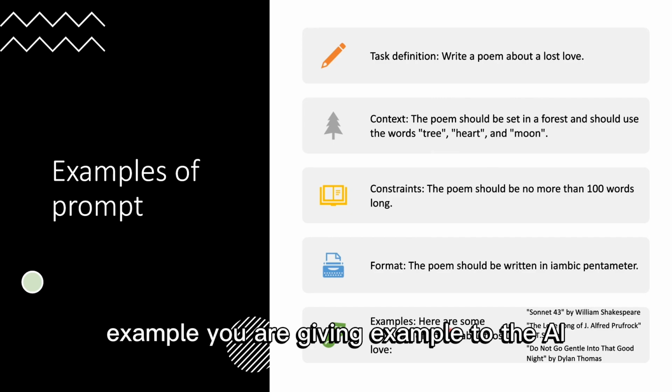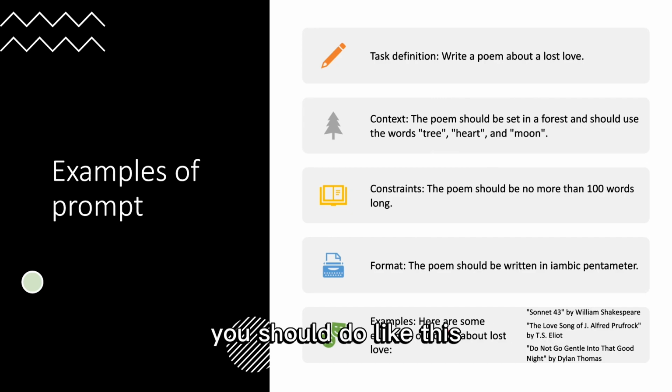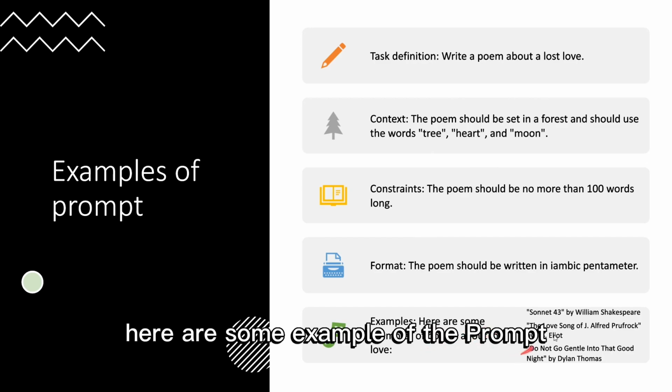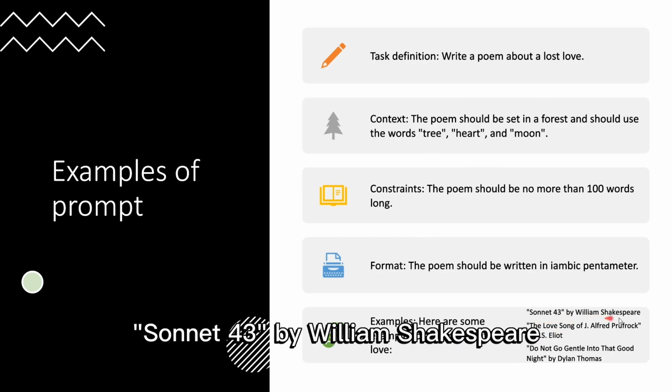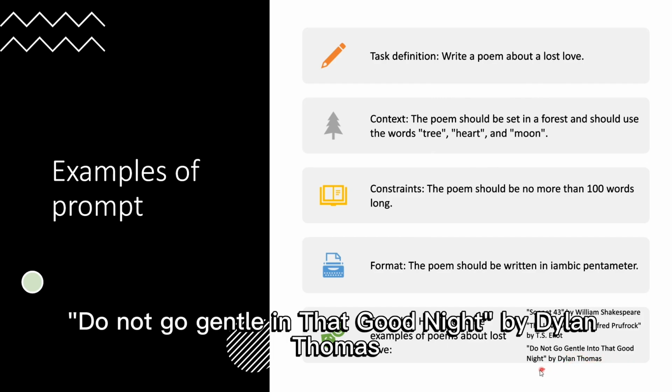Example. You are giving an example to the AI tool that you should do like this. Here are some examples of poems. Sonnet 43 by William Shakespeare. You want the AI tool to generate a poem like William Shakespeare, like J. Alfred Prufrock. Do Not Go Gentle into That Good Night by Dylan Thomas.